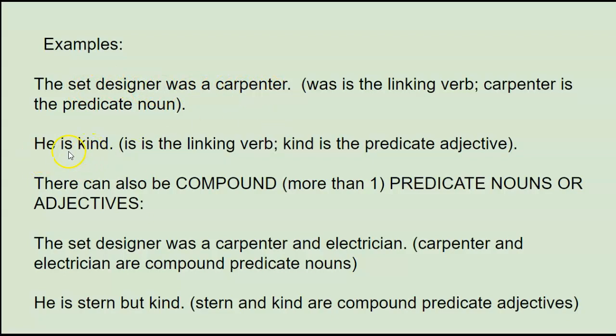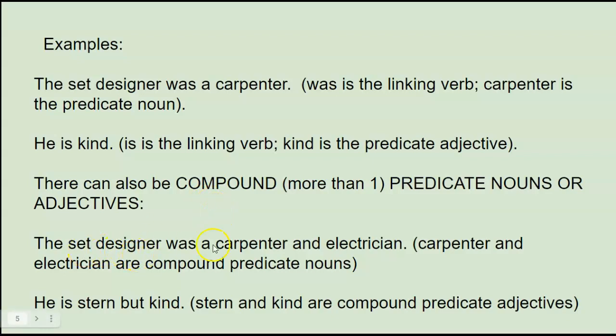He is kind. Is your linking verb. After the linking verb, end of the sentence, kind describes what he is. So your predicate stuff is always at the end of the sentence. You can have more than one predicate adjective or predicate noun. Those are called compound predicate nouns or adjectives.